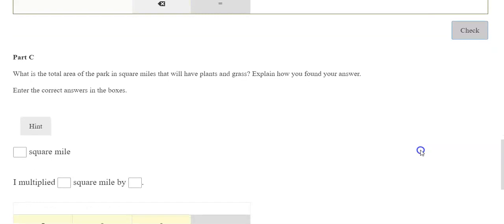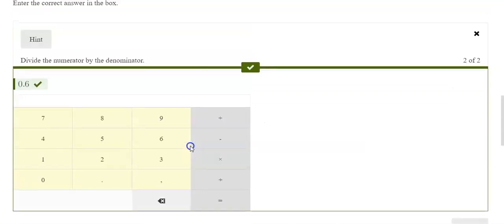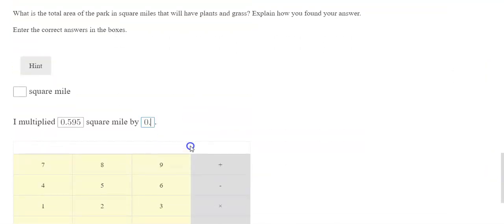Part C, what is the total area of the park in square miles that will have plants and grass? So we're going to take what we got earlier, the 0.595, and we're going to multiply it by 0.6. That's what we're going to go do over on the work paper.